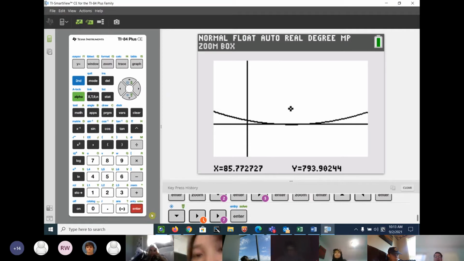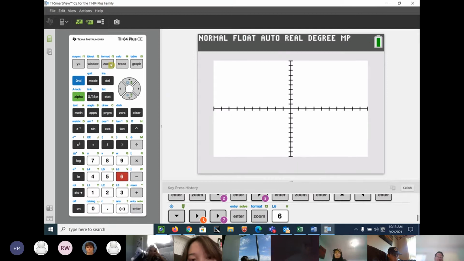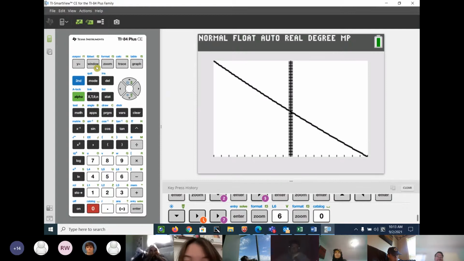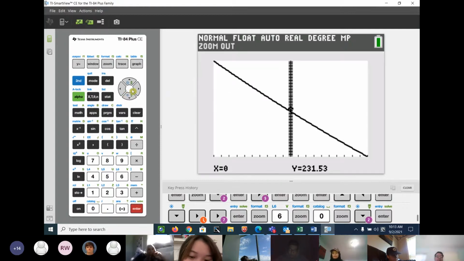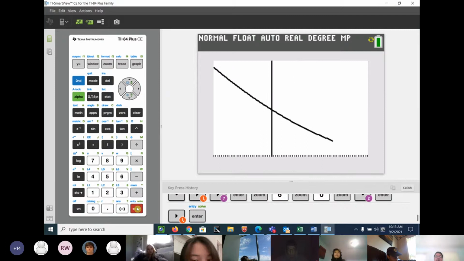My first one was a whole lot better, so I'm going to redo it. Zoom 6, zoom 0, and that zoom out. I thought mine was a whole lot better to see it, so I'm going back and doing it. Zoom out.